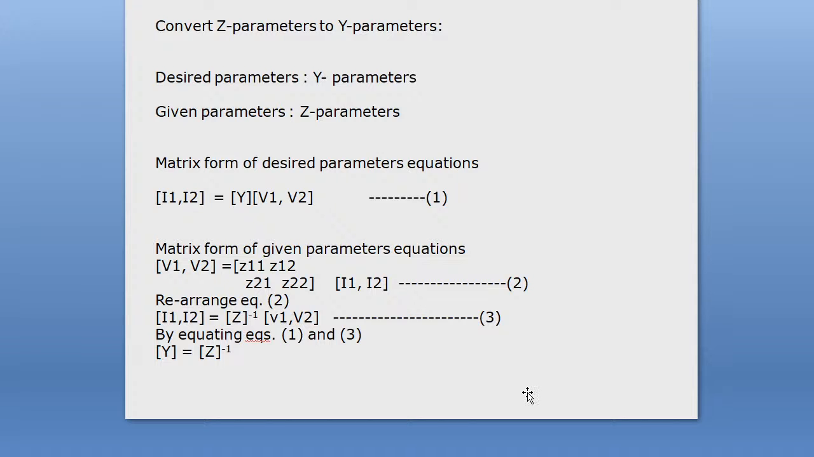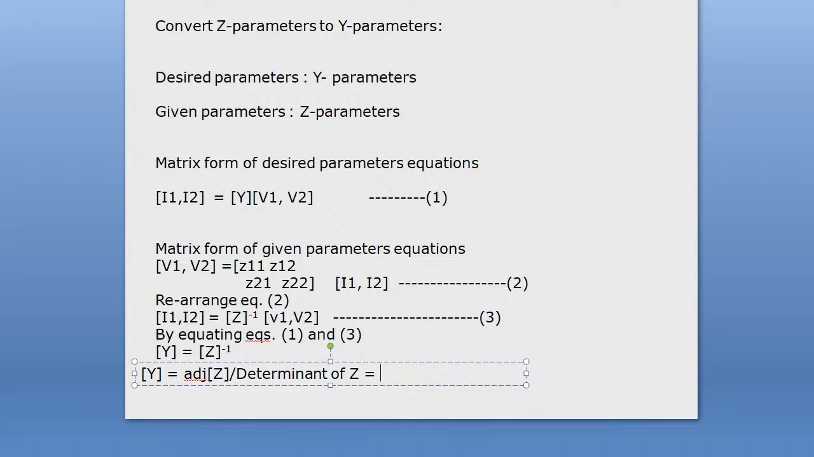You can write the Y admittance parameter equal to the adjoint of Z parameters divided by the determinant of Z parameters. And you know the adjoint of the Z parameter matrix is the transpose of its cofactors.